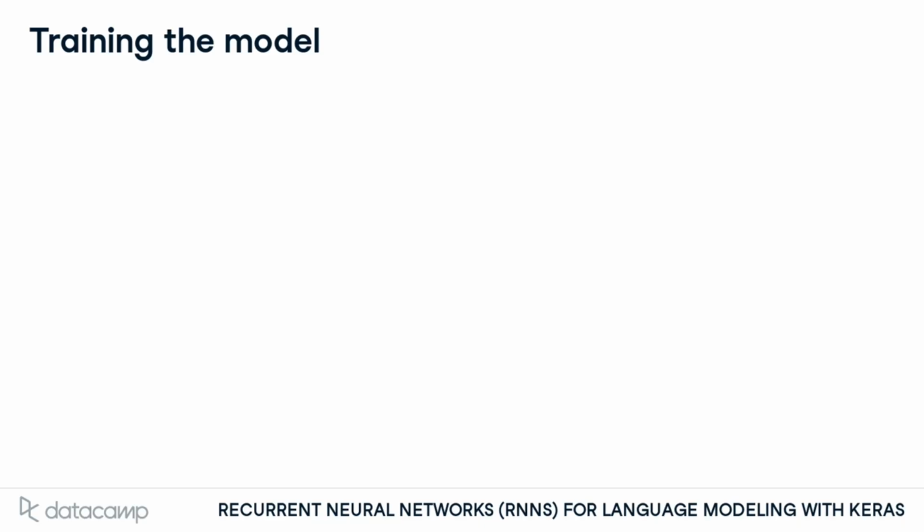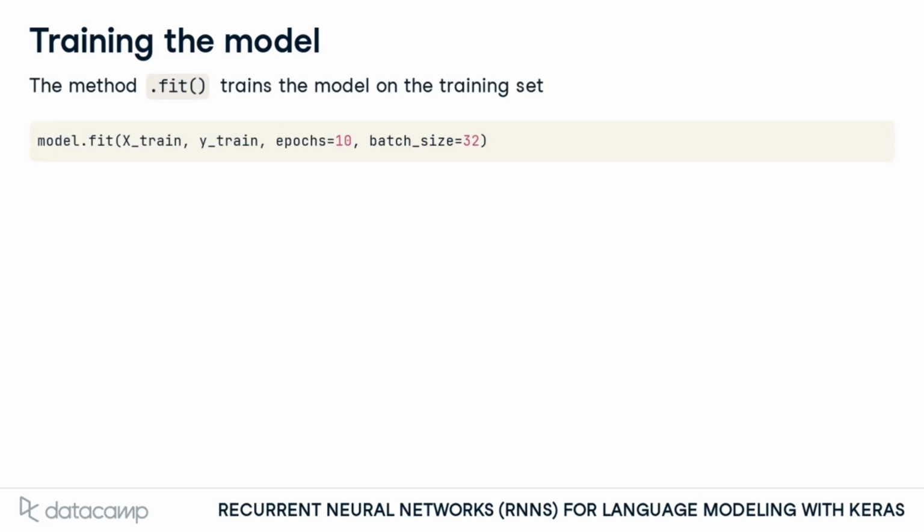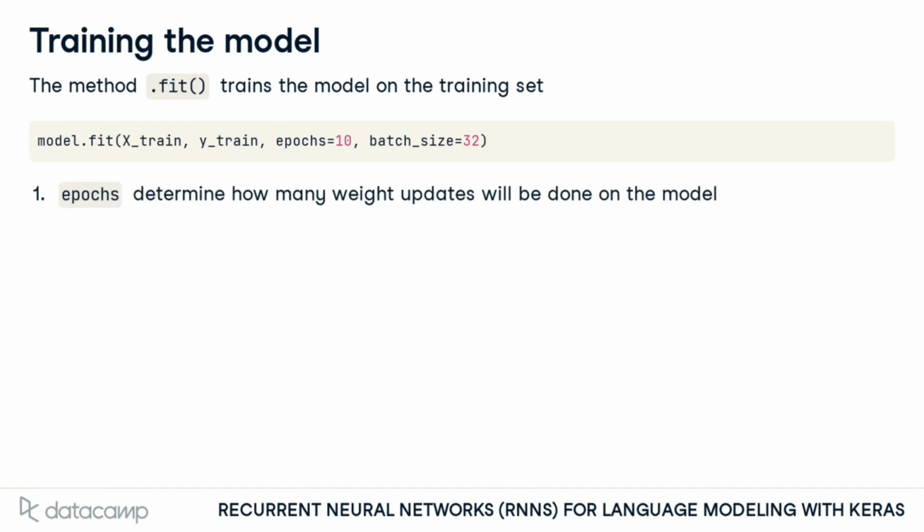To train the model, we use the fit method on the training data. For example, model.fit(x_train, y_train, epochs=10, batch_size=32). Epochs is the number of iterations over the entire dataset and defaults to 1. Batch size is the size of a subset of the data that will be used on each step. When the dataset cannot fit in the memory, this is crucial. It defaults to 32.